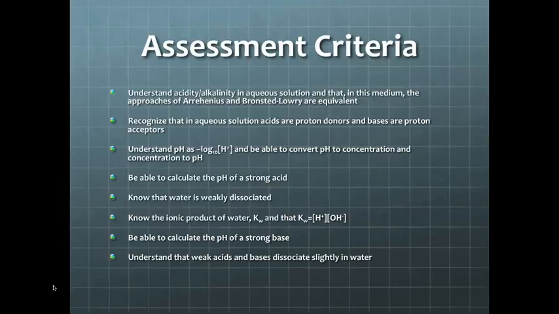We'll also be able to calculate the pH of a strong acid, to know that water is weakly dissociated, to know that the ionic product of water, Kw, is a product of the hydrogen ion concentration and the hydroxide concentration. We'll be able to calculate the pH of a strong base, and we'll also be able to understand that weak acids and weak bases dissociate slightly in water.